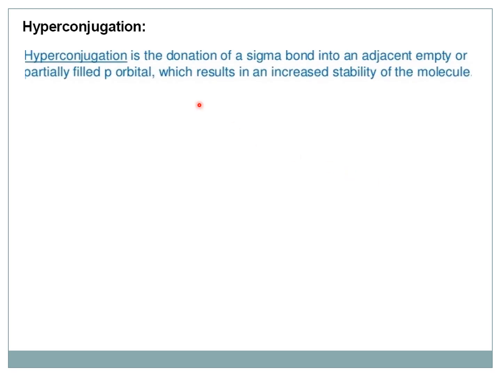Next effect is hyperconjugation. Hyperconjugation is the donation of a sigma bond into an adjacent empty or partially filled p orbital, which results in increased stability of the molecule. So this is the donation of the sigma electron, not all the sigma electrons, but the sigma electron of the carbon-hydrogen bond. So here we see that this carbon-hydrogen sigma electron is shifted to the nearest carbon-carbon empty orbital. So there must be a multiple bond, and the carbon should have an empty orbital to which the sigma electrons can be shifted.